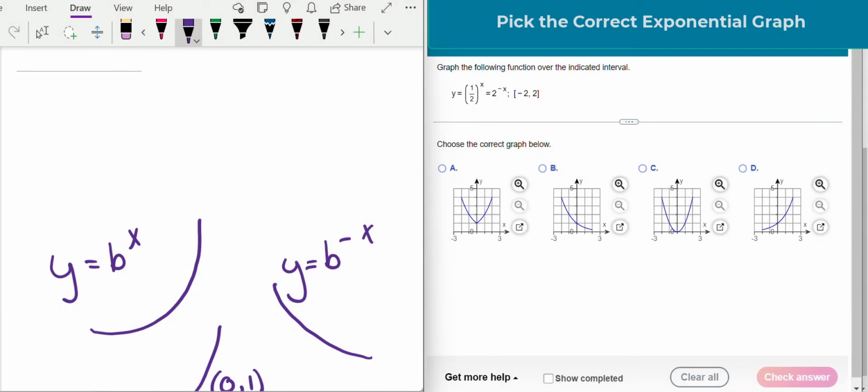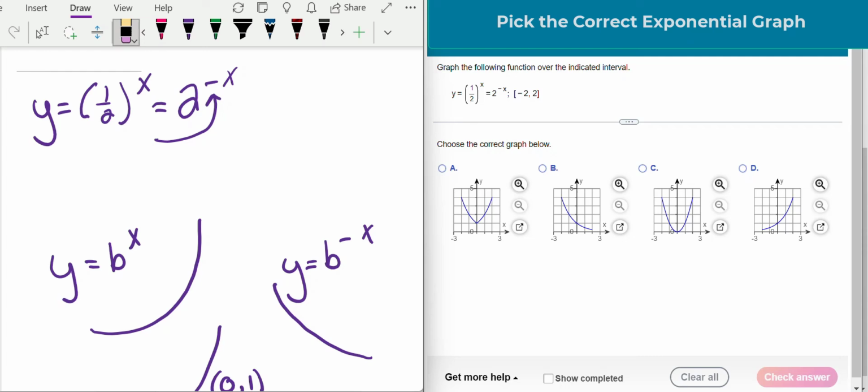Graph the following function over the indicated interval. I'm going to write this one out. Y equals 1/2 to the x, which is the same thing as saying 2 to the negative x. Now, I'm not going to get way into the negative x, but the negative x basically says if I have something in the denominator, I bring it to the top and I change the exponent. I suggest you go to YouTube and just search negative exponent, and there'll be tons of help that you can find. But we're going to continue, and once again, it says our interval is between -2 and 2.